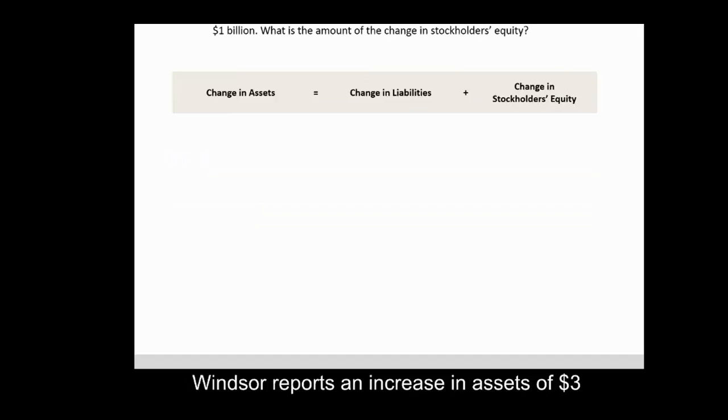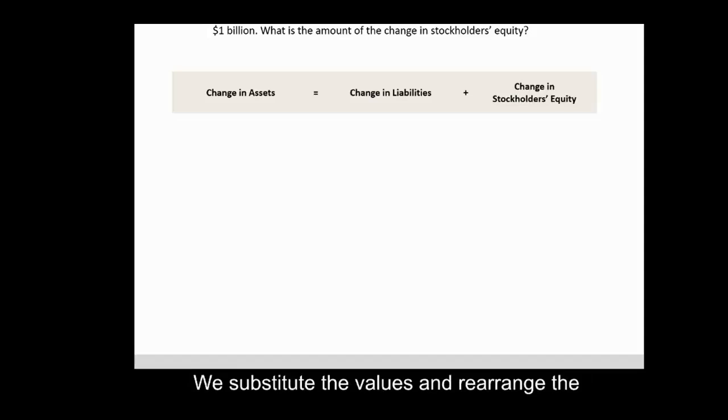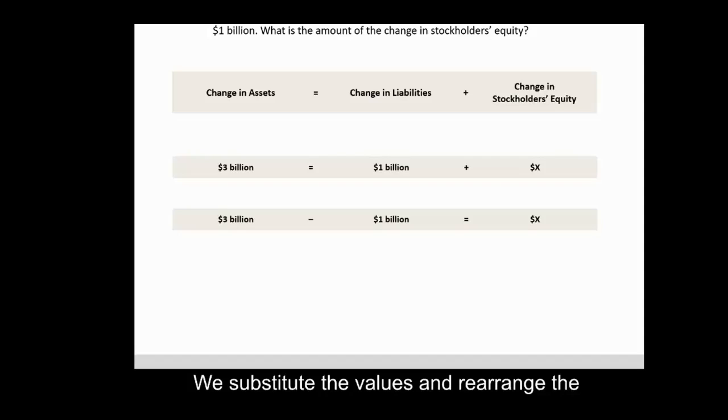Windsor reports an increase in assets of $3 billion and an increase in liabilities of $1 billion. To find the change in stockholders' equity, let us use the basic accounting equation. We substitute the values and rearrange the equation to calculate the increase in stockholders' equity as $2 billion.